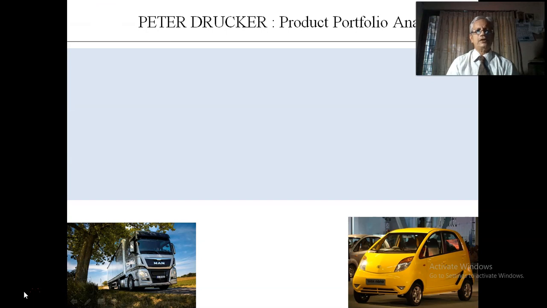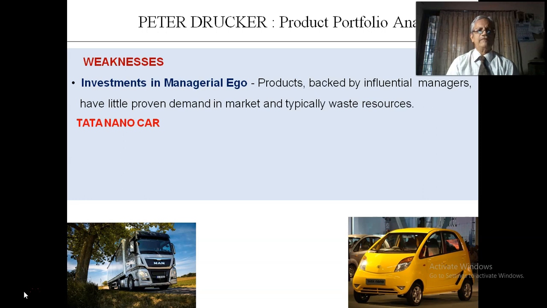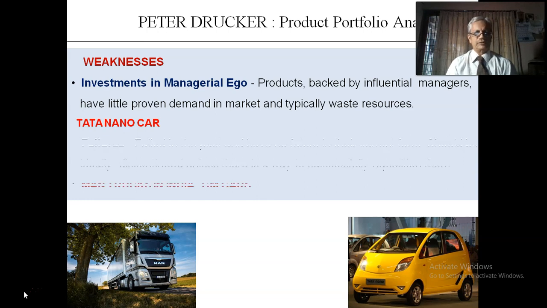Then the second category of products under Peter Drucker's product portfolio is called the weaknesses group. There are 2 categories of products here. One is called investments in the managerial ego. That is, products backed by influential managers that have little proven demand in the market and typically waste resources. You would also have seen press statements echoing a similar thing. The typical example we can think of under this category is the Tata Nano car.